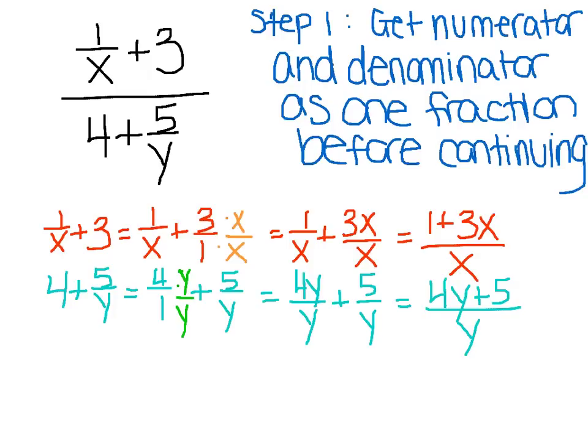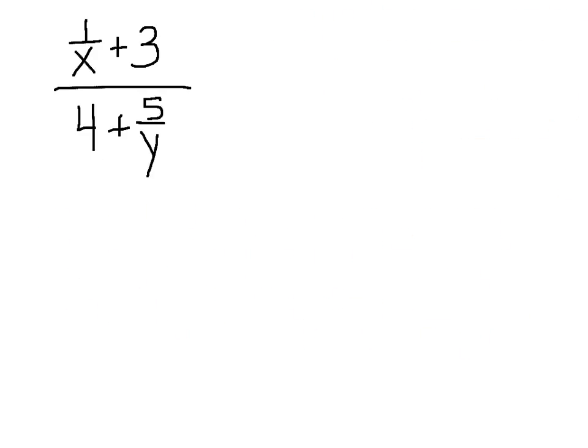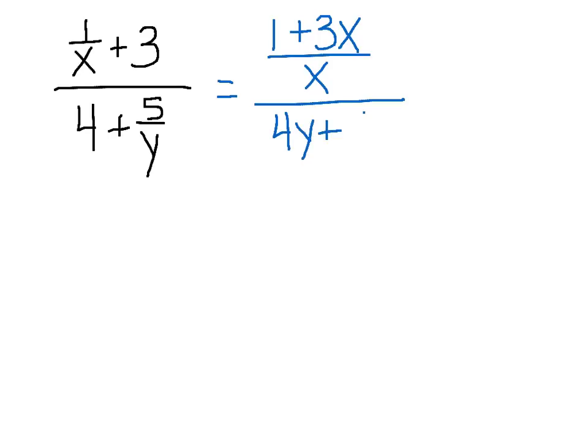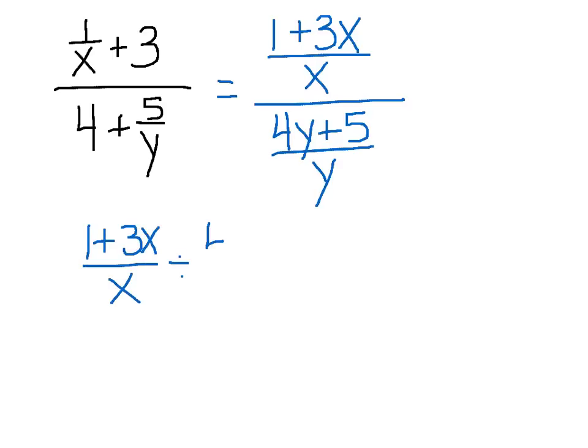What we've done is we've changed the numerator to be one fraction, and we've changed the denominator to be one fraction. So our original complex fraction has now become 1 plus 3x over x divided by 4y plus 5 over y. So as I said, always get the numerator to be one fraction and the denominator to be one fraction before you continue. Otherwise, it's going to get very complicated. So now we have 1 plus 3x over x divided by 4y plus 5 over y.